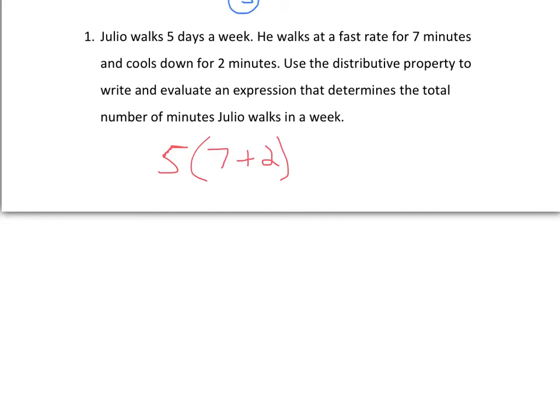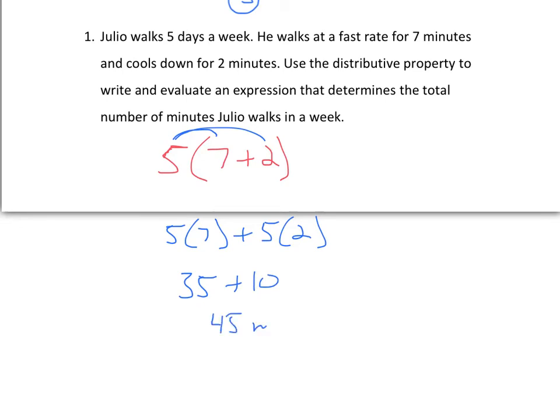week, so the 5 is multiplied by how many minutes he walked for 1 day. So we can distribute this, and we'll have 5 times 7 plus 5 times 2. 5 times 7, remember, is 35. 5 times 2 is 10. Add them up, and we get 45 minutes. That's how long he walks in a week.